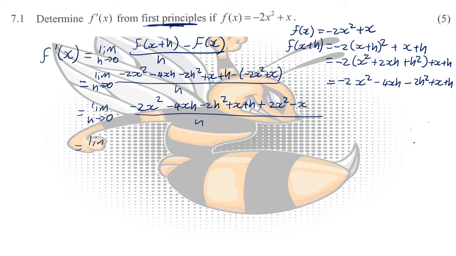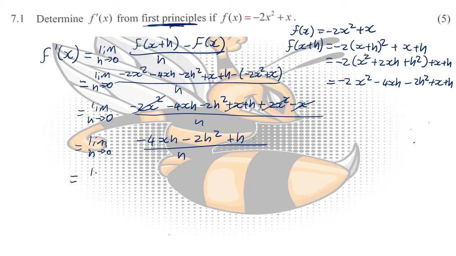Now we see if there are any like terms that can cancel, and in this case the minus 2x squared can be cancelled by the plus 2x squared, and the x minus the x can cancel out, and we're left with 4xh minus 2h squared plus h. Now once you've reached this step of the simplification, if you have any terms in the numerator that still do not have an h, you need to go back and make sure of signs, because if something is differentiable, we should not have any terms without h's in the numerator once we get to this step.